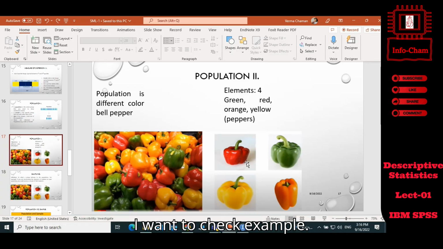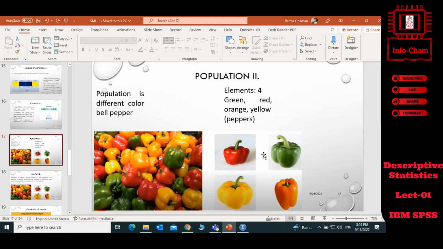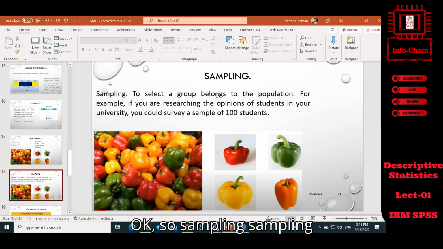I want to check. For example, this is the population, these are the sample points. Now it is up to you. You can have 5 green, 5 red, and try to compare. Think, 15 orange and 50 yellow, or maybe 60 yellow. You can compare. But who will these represent? This population. Green will represent green. This is an example. Okay, so sampling.